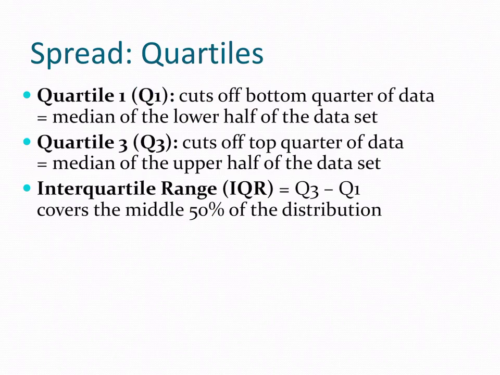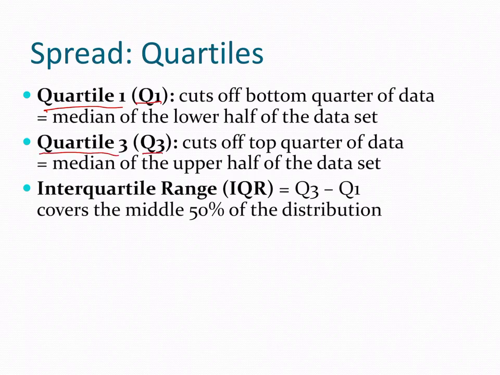Now we're going to move to quartiles. Just like the range we were talking about, where we have the minimum and the maximum, now we have quartiles. Think of quartiles like a quarter. Like if you have $1, 4 quarters make $1. So when we talk about quartile 1, we're going to shorten that down to Q1. It cuts off the bottom quarter of the data and equals the median of the lower half of the data set.